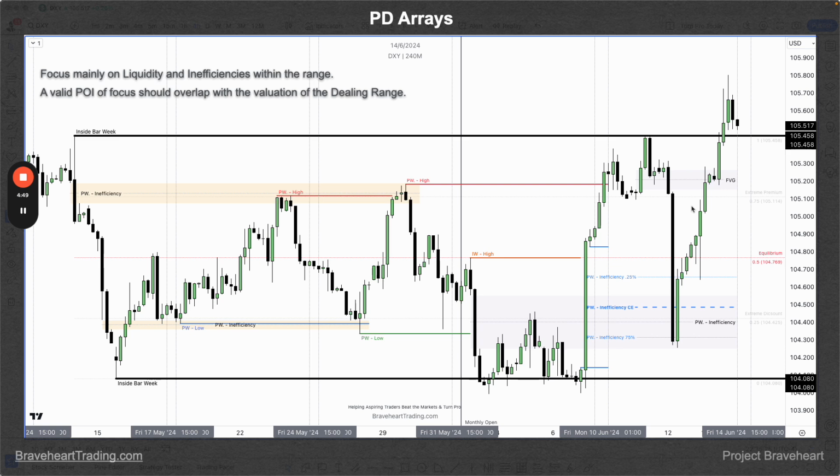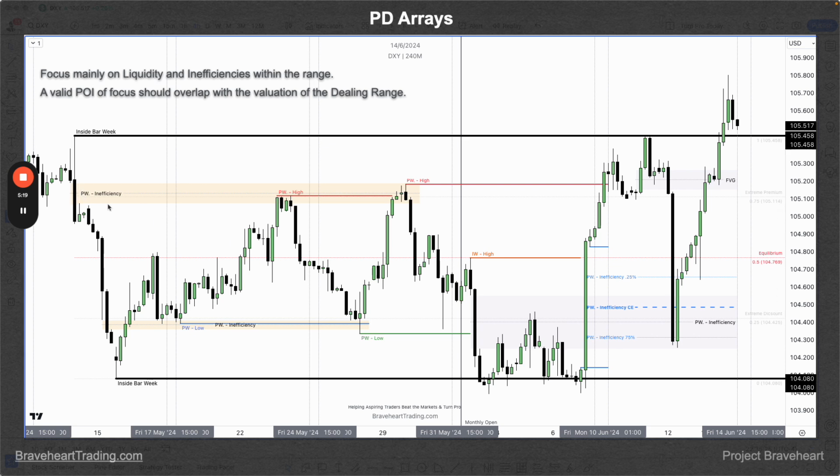Now let's get into the PD arrays. So focus mainly on liquidity and inefficiencies within the range. And a valid point of interest, which is the PD array, should overlap with the valuation of the daily range. So we have the small week range here, then we have the valuation within it. Then when we select our PD array, we want to make sure that it overlaps with these valuations here.